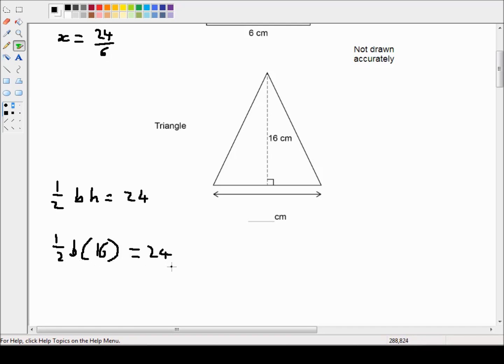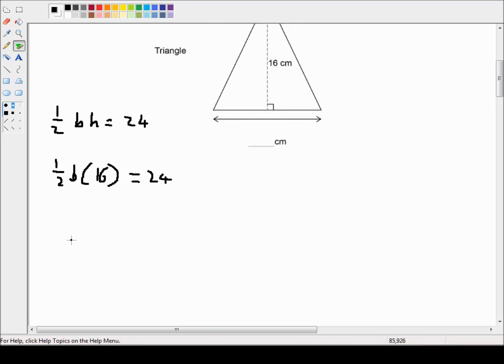So if I double both sides of the equation, I can get 16 times the base is equal to 48. So the base is equal to 48 divided by 16. And I could use a calculator for that, or I could just halve top and bottom. So half of 48 is 24, and half of 16 is 8, so that's equal to 24 divided by 8, which I know from my 8 times table is 3.